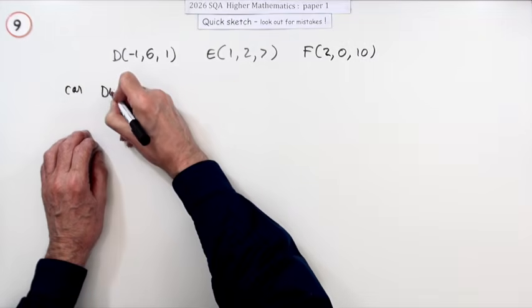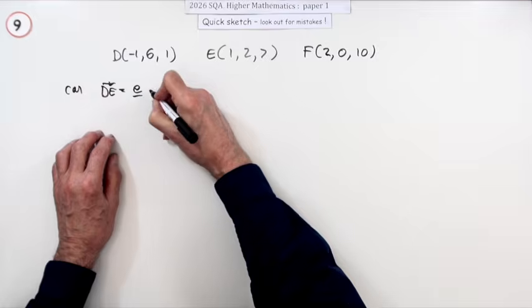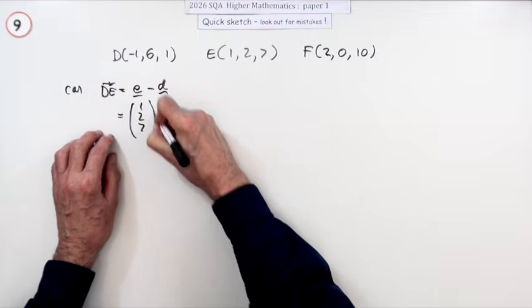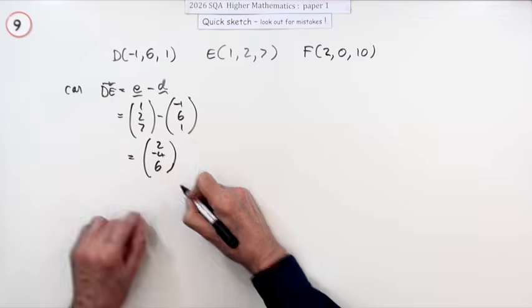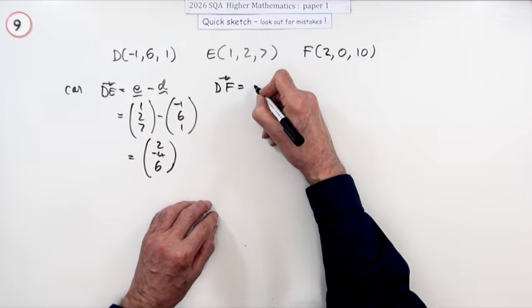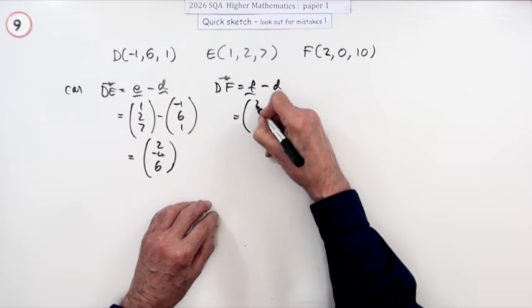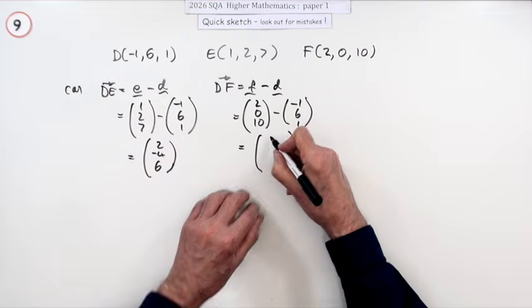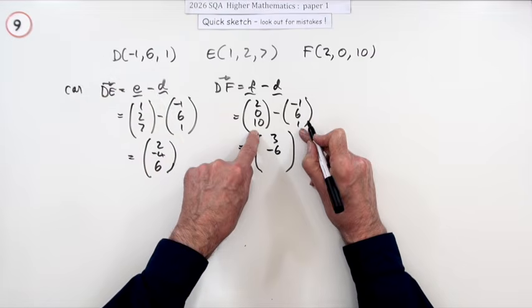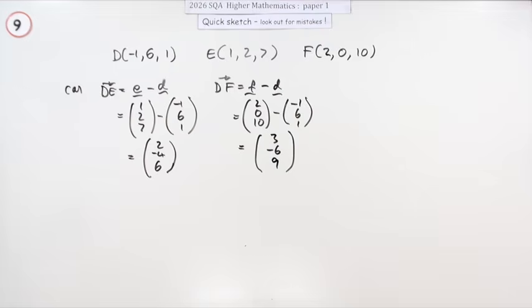Right, vectors. Find DE and find, say, DF. So DE is E minus D, subtract their position vectors. Just careful with the arithmetic. That tells you the move to go from D to E. Do the same with DF. Subtract their position vectors. That'll tell you the move it takes to go from D to F, which you could have written down just by inspection.